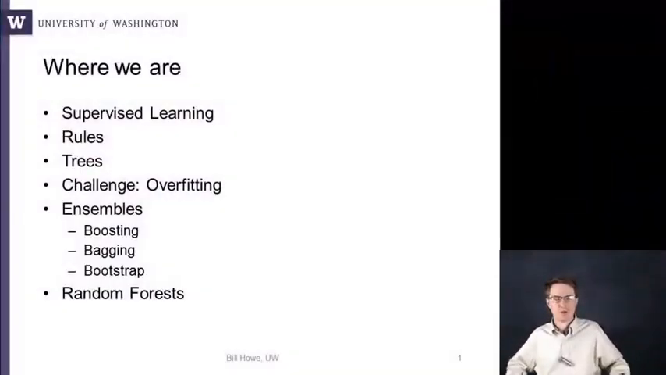Okay, so where are we? We're talking about classification problems and supervised learning. We talked about rules, we talked about decision trees, and then we said a challenge of decision trees is that they are prone to overfitting. And there are methods for avoiding overfitting in individual decision trees that we didn't really talk about, such as building them and then pruning out parts of the tree and aggregating parts of the tree so that they become a little more general.